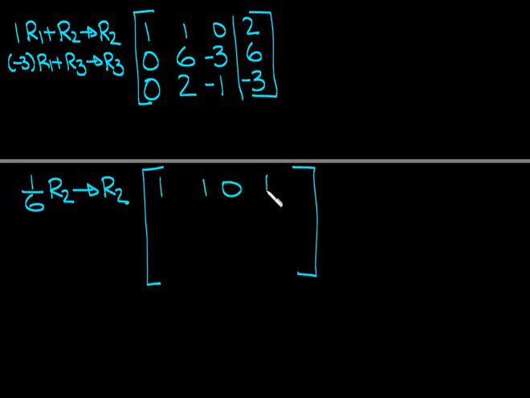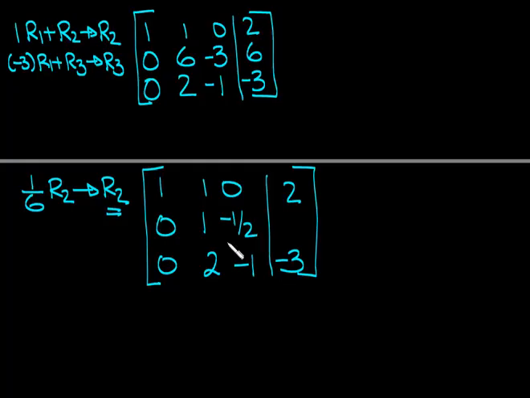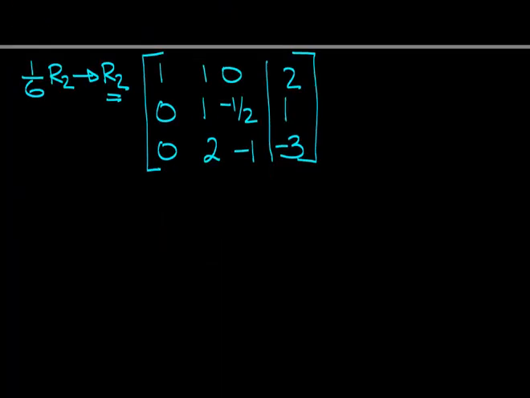I'm going to copy the first and the last row because those are the two that are not changing. We're only changing row 2. 0 times 1/6 is 0. 6 times 1/6 is 1. Negative 3 times 1/6. Like I said, think of it as dividing by 6. What is negative 3 divided by 6? Negative 1/2. So this time we're going to get fractions. That's going to get ugly. 6 divided by 6 is 1. Okay, so we're done. We got that 1.